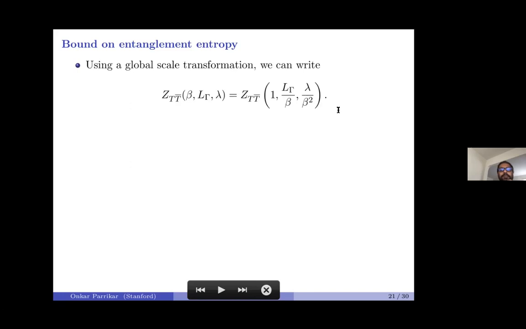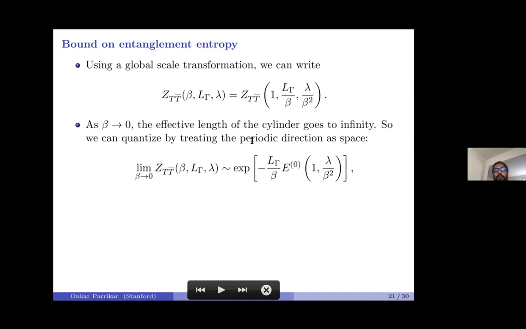And in the limit that beta is going to zero, we can effectively quantize the cylinder by treating the compact direction as space. Here in this presentation, the compact circle has length one, but the other direction has a length L/beta. Since beta is going to zero, that length is becoming very large. The cylinder is becoming very long and thin in this limit. So we can quantize by taking the compact direction as space.